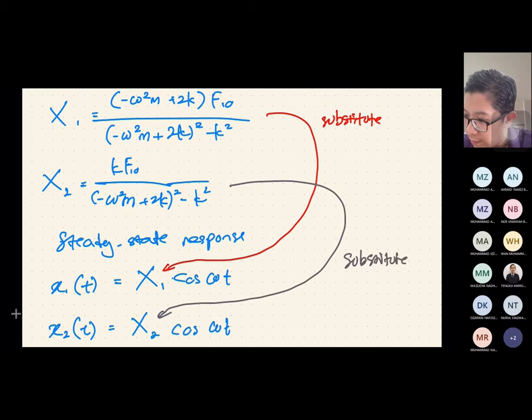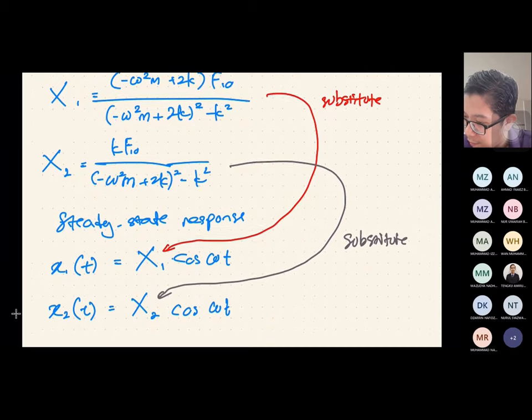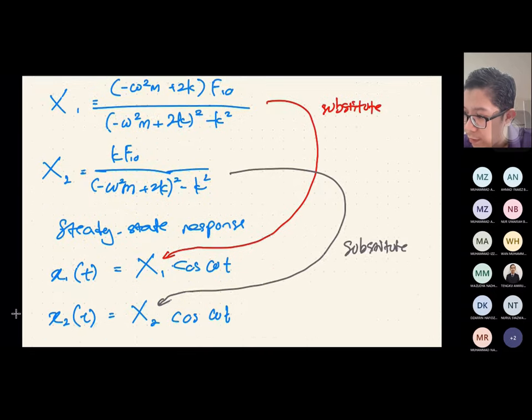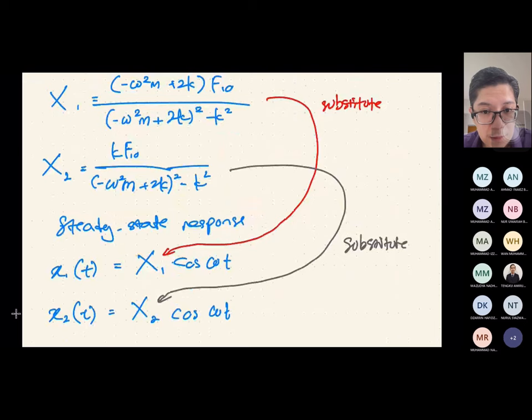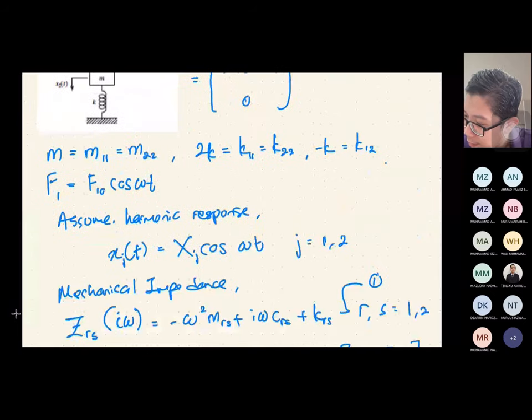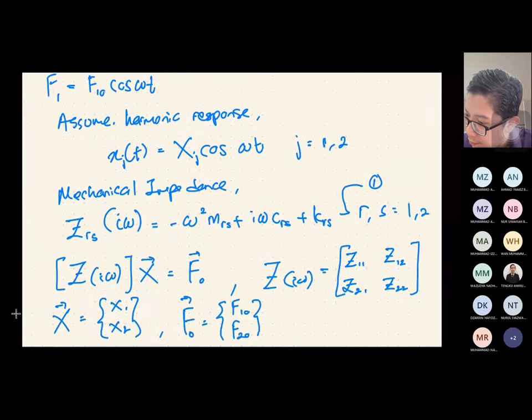Okay, so substitute them into the equation, so you have the steady state response. If there are dampers involved, then you have to include this one. But then also you have to deal with complex numbers. The example is in the slide, if I'm not mistaken.